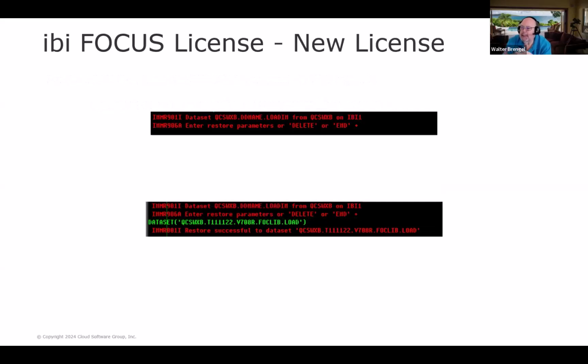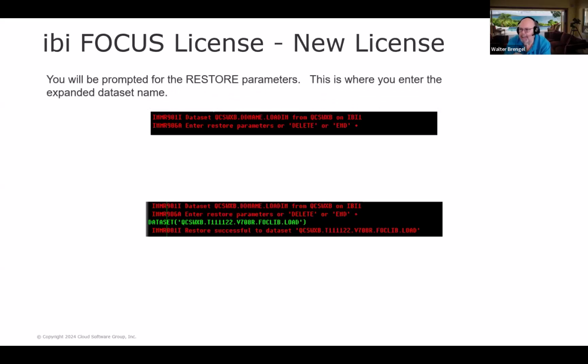And then you'll get a message with the dataset and who it came from. Actually, you're going to see my ID if I created the transmit file, which for the licenses I probably did. And this is "enter restore parameters or delete or end." So we're putting in DATASET and then the dataset name. The dataset name is going to be the final exploded name of your dataset. So now we're going to have a FOCLIB.LOAD, which is going to contain the IBI CPU ID.